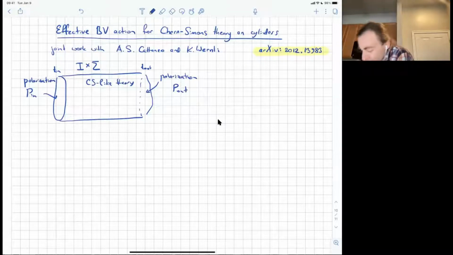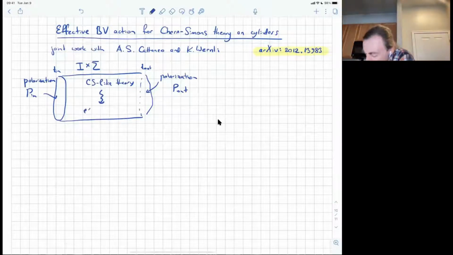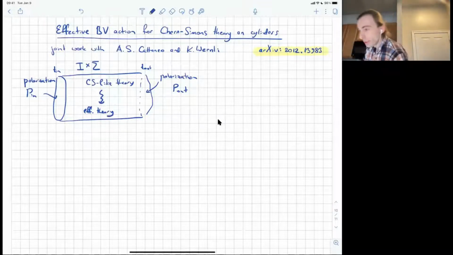Then, given boundary conditions belonging to those polarizations, we can calculate the effective action, so the path integral with boundary conditions, or a partial path integral, integrating out everything except for some small space of residual fields, and then we construct the effective theory on residual fields. And this is an interesting theory, so it's interesting to calculate what you are getting.